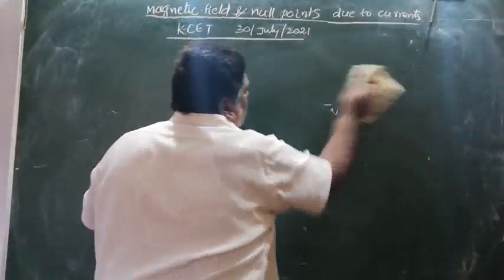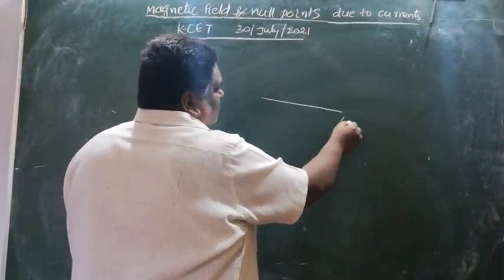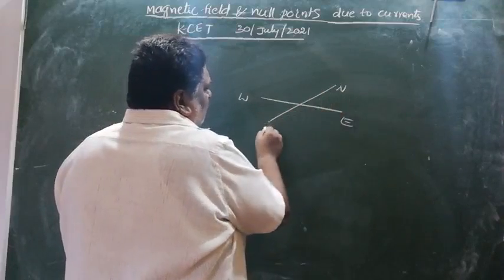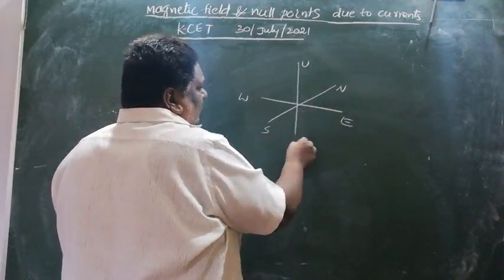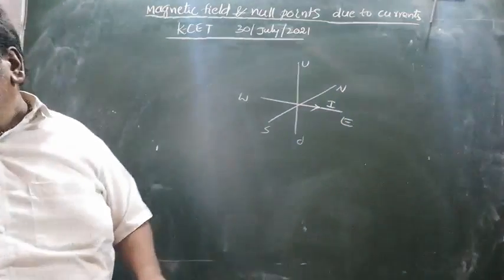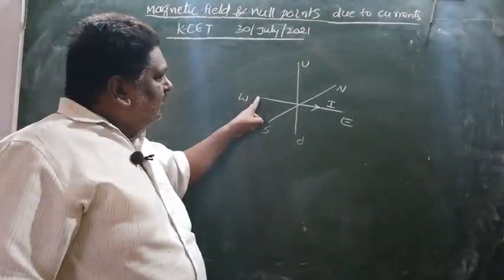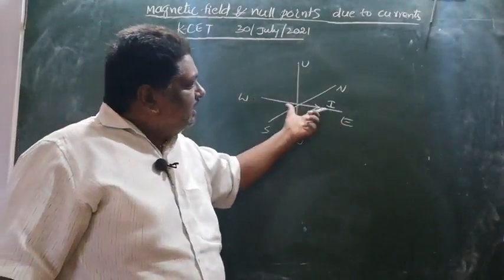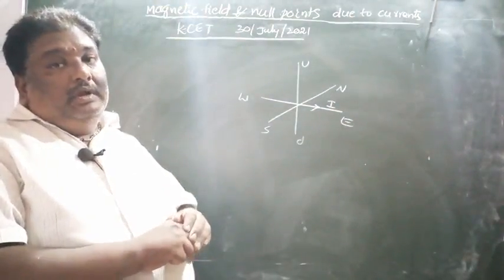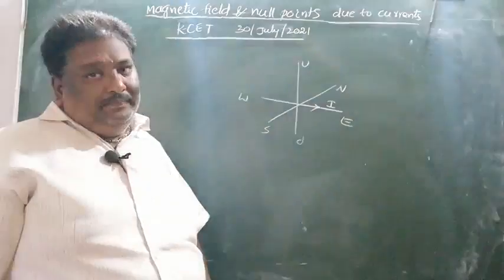Okay. Here one conductor is placed. It is east, it is west. Of course, here north, here south. It is up, it is down. So here current I is passing through it. So here one conductor is taken. From west direction to east direction current is passing. Like that one conductor is taken. Now what is the direction of the magnetic field under the conductor?